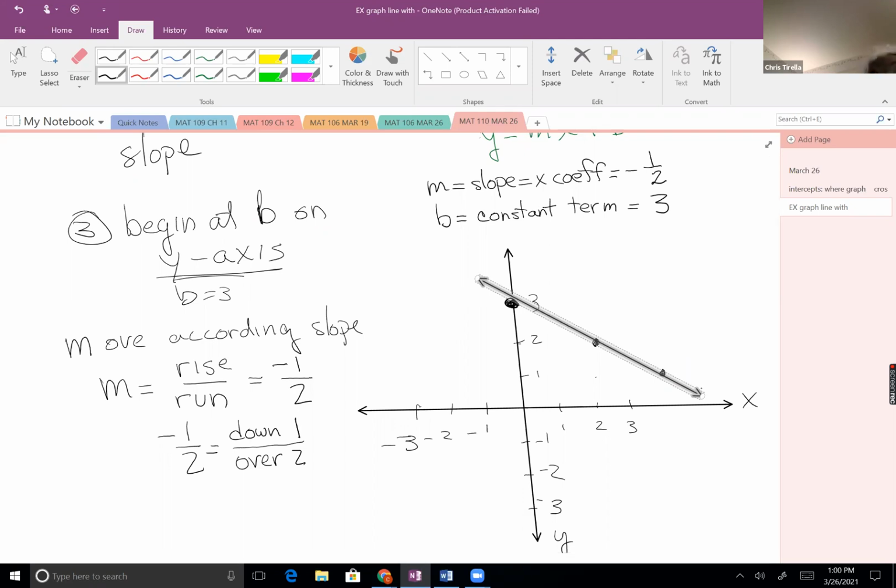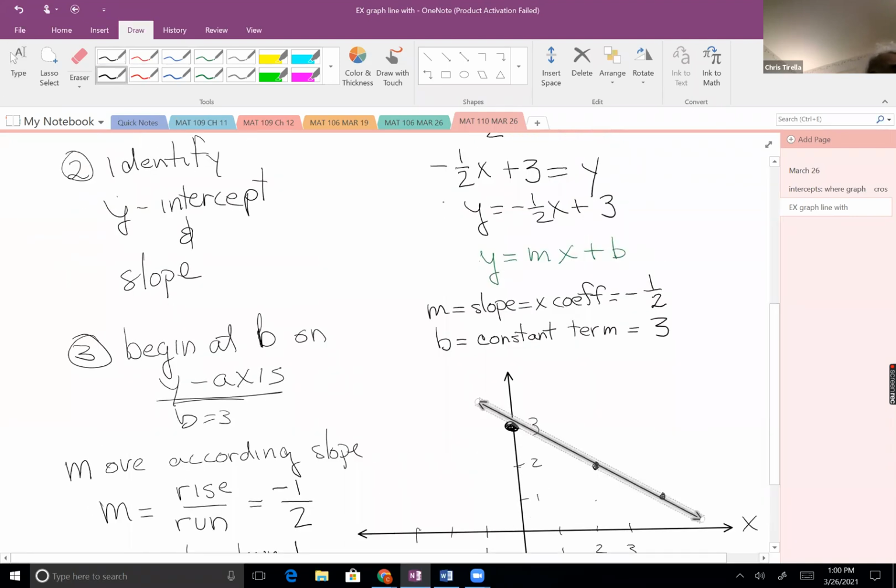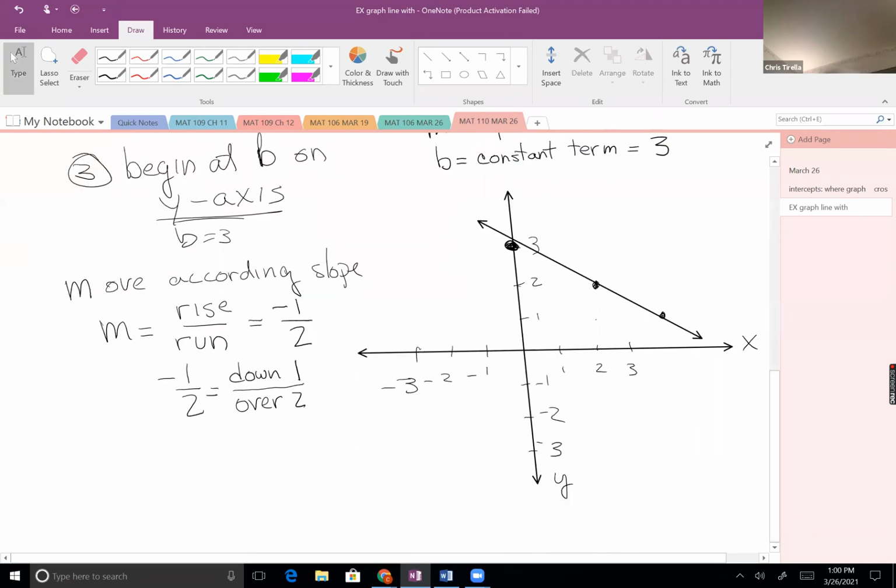And so with this way of graphing a line, what you need to do is solve for y, begin at the constant, and move according to that slope. Not too bad.